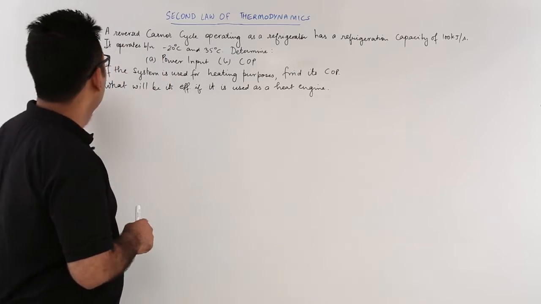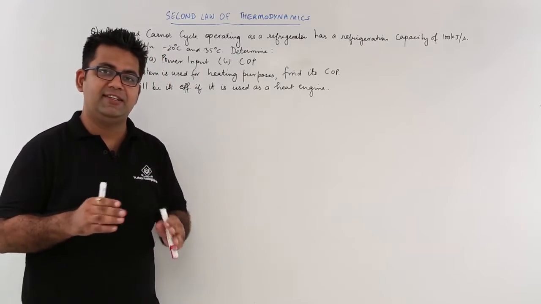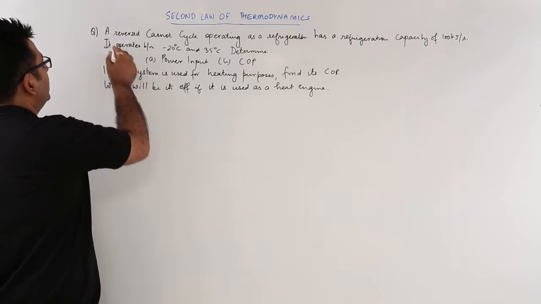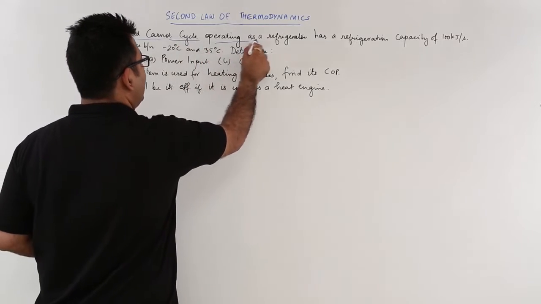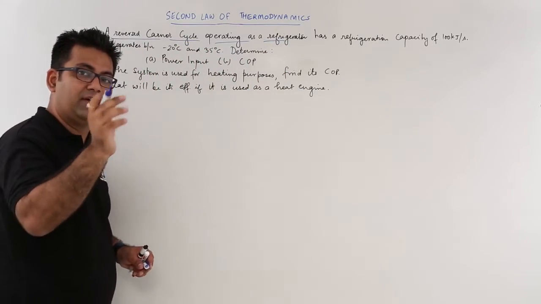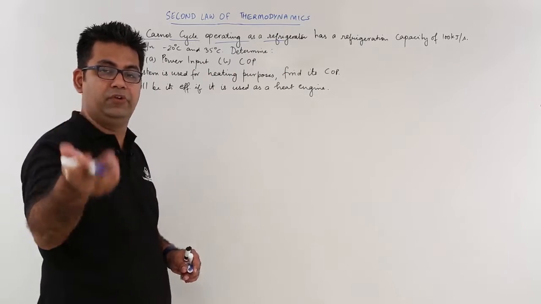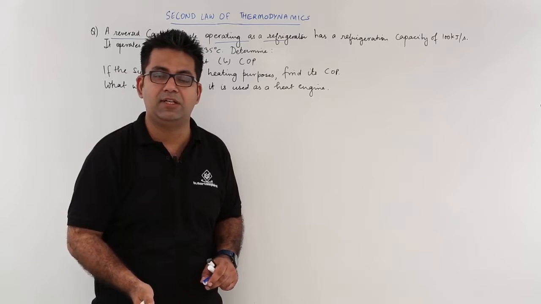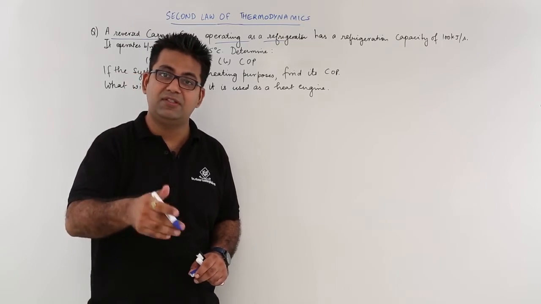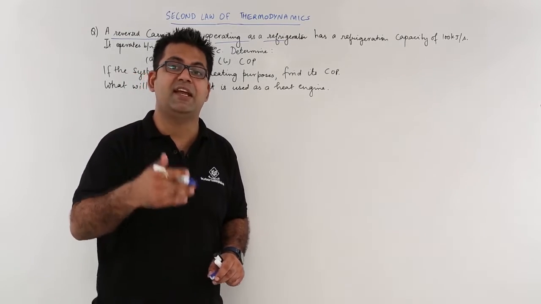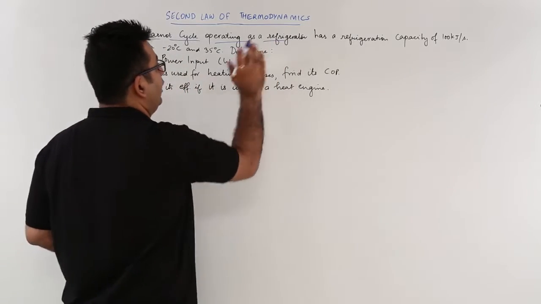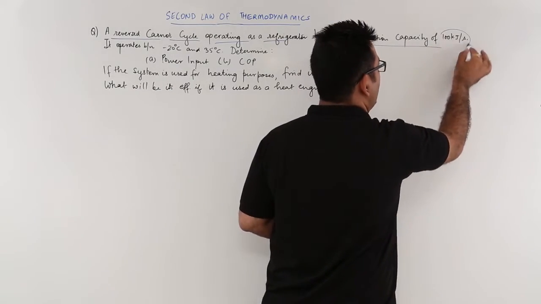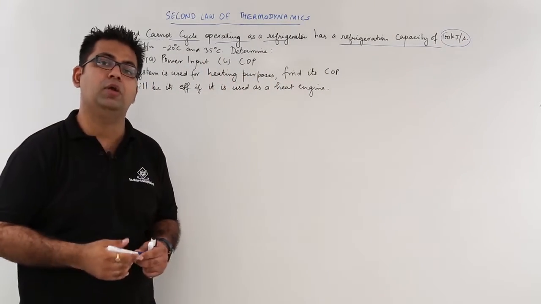Now let's look at one more question on the topic of heat engines, heat pump and refrigerators. The question says a reversed Carnot cycle operating as a refrigerator. You have a Carnot cycle which works as a heat engine, but because Carnot cycles are perfectly reversible, if you reverse that Carnot cycle which is being used as an engine, it becomes a refrigerator. And that has a refrigeration capacity of 100 kilojoule per second or kilowatts.